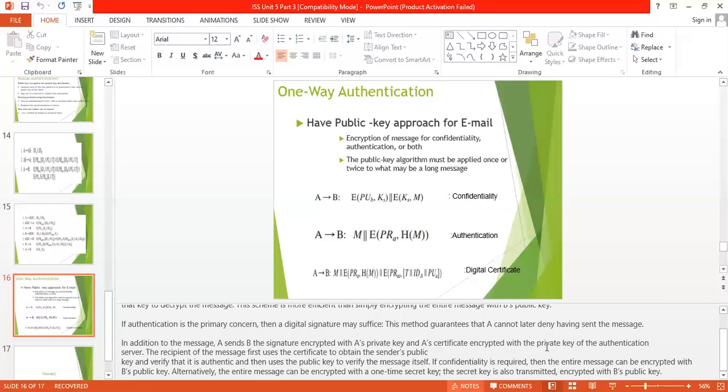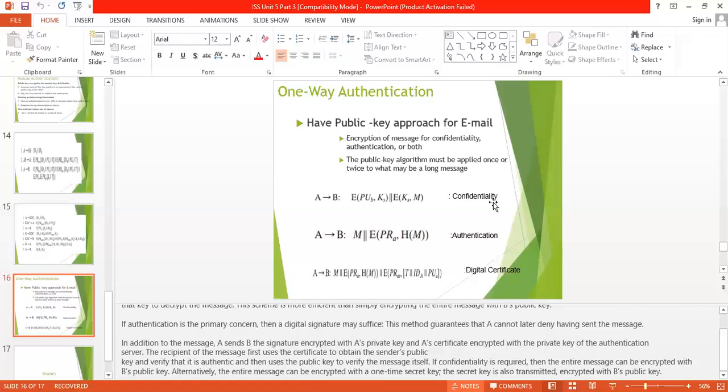This is the AS. The recipient of the message first uses the certificate to obtain the sender's public key and verify that it is authentic, and then uses the public key to verify the message itself. If confidentiality is required, then the entire message can be encrypted with B's public key. Alternatively, the entire message can be encrypted with a one-time secret key. The secret key is also transmitted encrypted with B's public key.